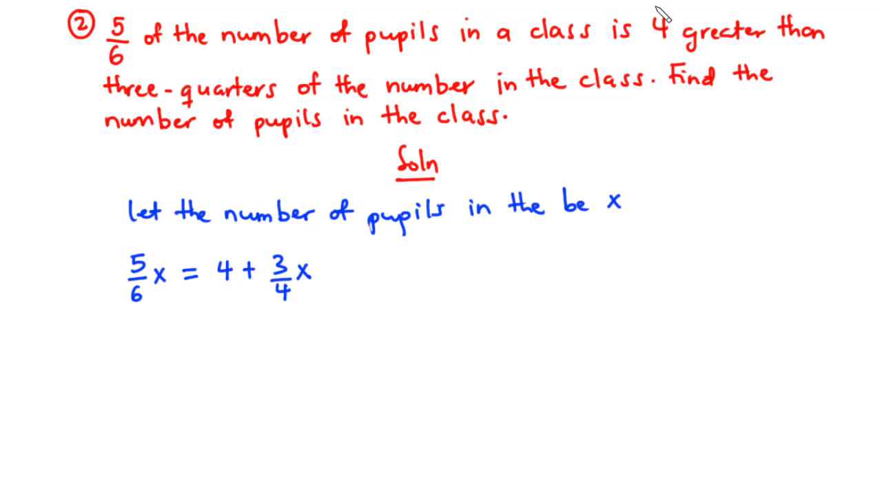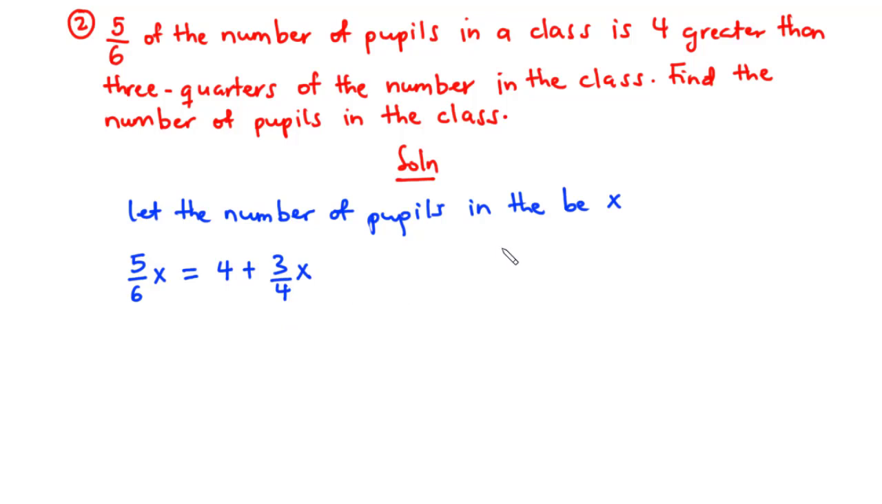So whenever you hear 4 greater than or 4 more than, it means that you are going to add 4 to the quantity that we are talking about. However, if you hear something like 4 times a number, then it means that you are going to multiply the quantity by 4. For this question, we are told that 5/6 of the number of pupils in the class is 4 greater than 3/4 of the number in the class. So it is 4 plus 3/4 of the number of pupils in the class. So this is the linear equation.